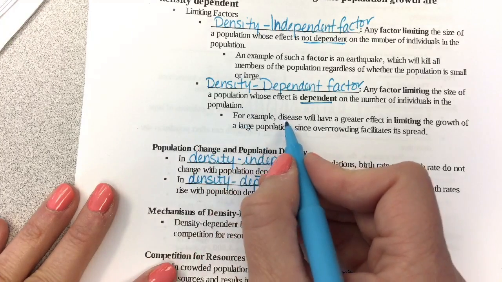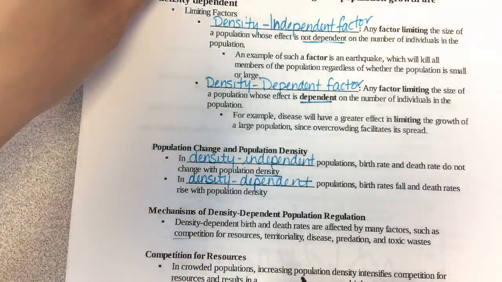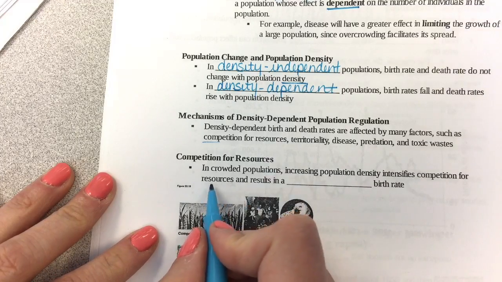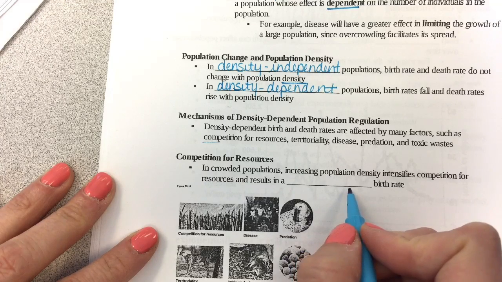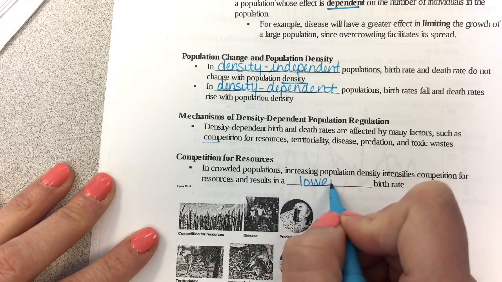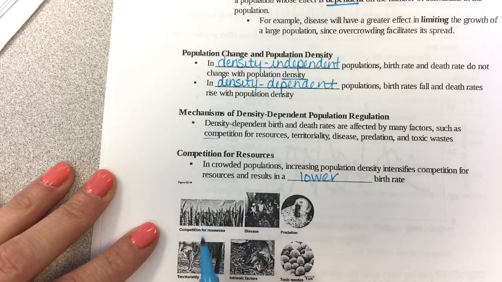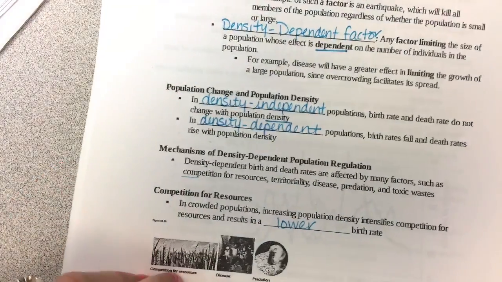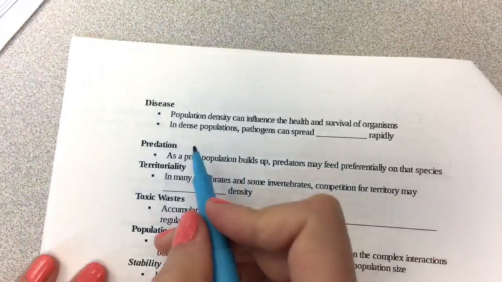I gave you one thing up here with disease, but here are a few more. So let's look at competition for resources. In crowded populations, increasing population density intensifies competition for resources and results in a lower birth rate, right? Because you're limiting resources. And these are just the picture of those 6 things we just read through. All right, let's turn the page. So competition is one, disease is another.